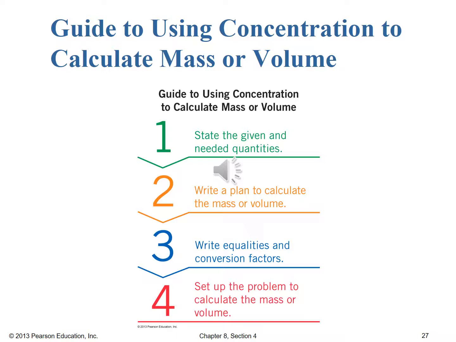Number 2, we'll write a plan to calculate the mass or the volume, whichever the question asks for, and ultimately moles could be asked if it's a molarity type problem as well. Number 3, we'll write equalities and conversion factors, and then 4, we'll set up the problem to calculate the mass or volume using the correct forms of the conversion factors that we have written based on the equalities present. So minor modifications to our typical plan, and hopefully this guide will serve you well should you need to calculate mass or volume using concentration.